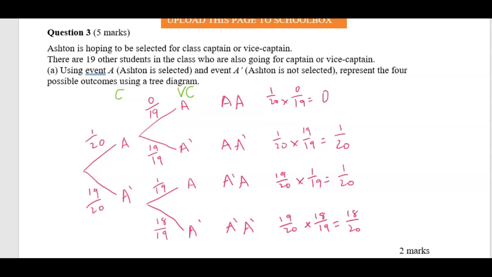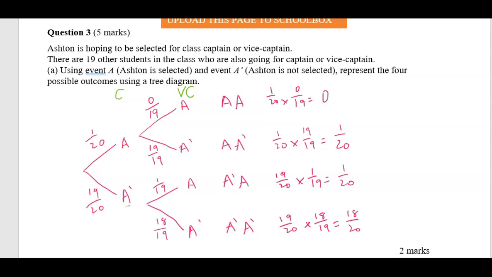Now, if Ashton becomes captain, the probability of him being vice captain is 0. He can't be both. So 0 over 19. The probability then of him not being vice captain, so if he was already captain, is 1, so 19 over 19. If we go to the second branch, here, not captain, he can become vice captain. If he doesn't get captain, he can become vice captain. The probability is then 1 over 19.